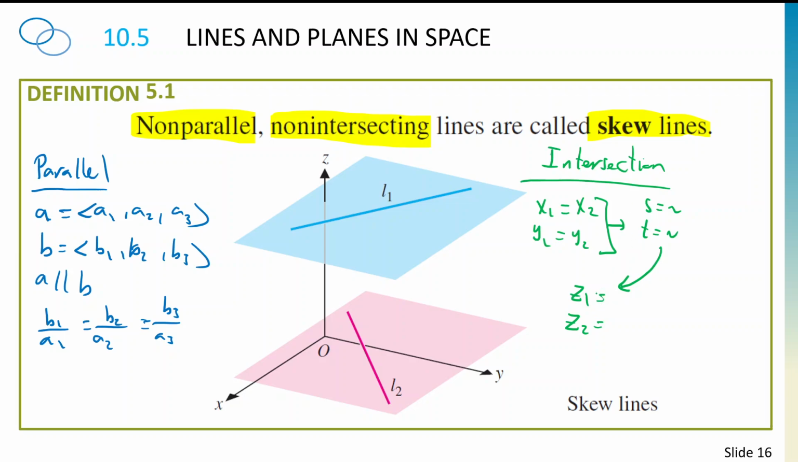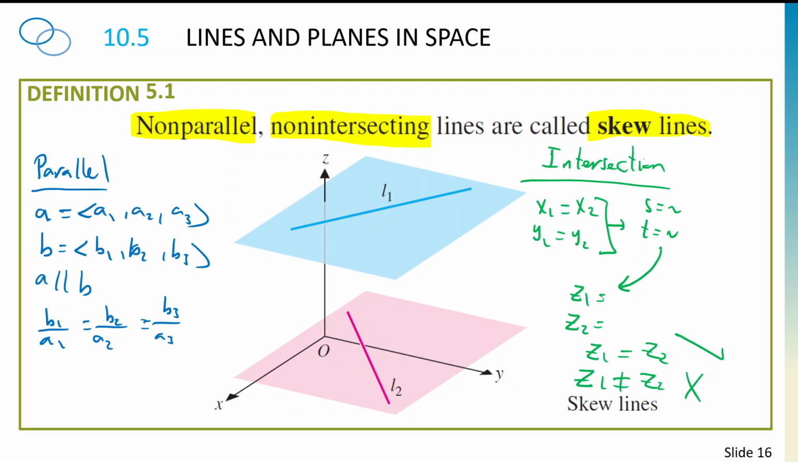I replace s and t in z1, z2. If I have z1 equals z2, then my assumption is correct. They do intersect. If I get z1 does not equal z2, this is a contradiction, so my original assumption was wrong. Okay, so you see, this is what they call proof by contradiction.